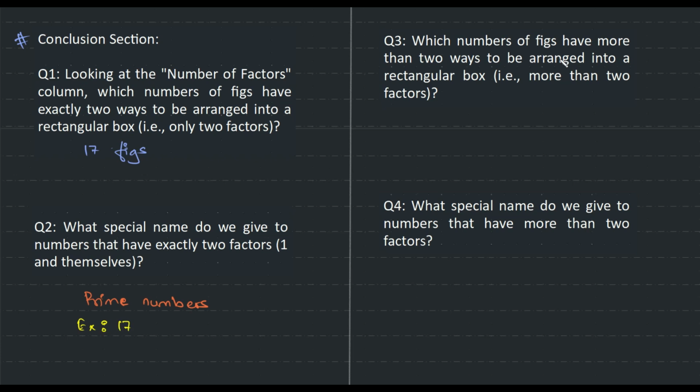Which number of fruits have more than two ways to arrange? So we had 21, we did 8, we did 24. What is the special name given to these? Do you know this? These are your composite numbers. And the examples over here are all of those: 21, 8, 24.